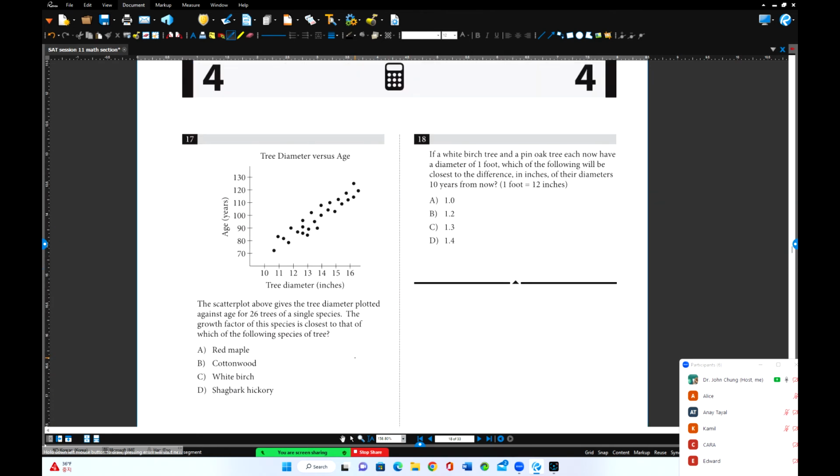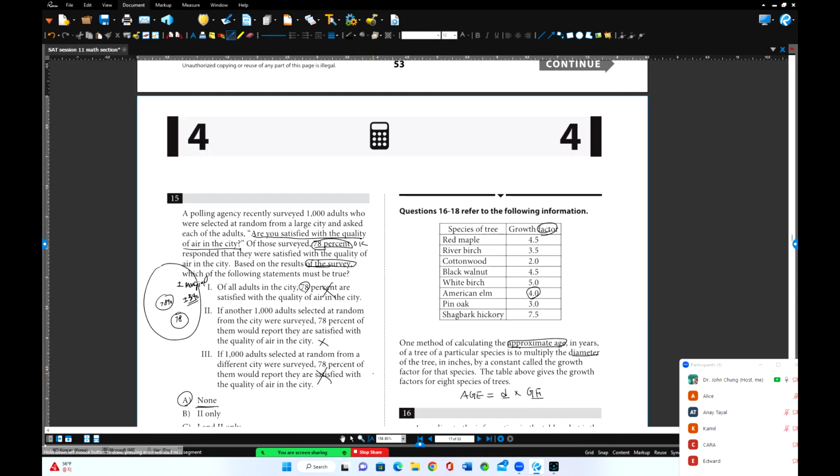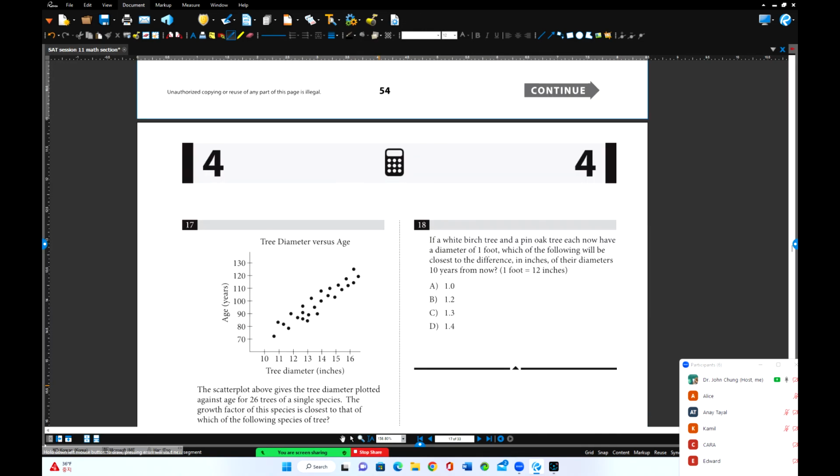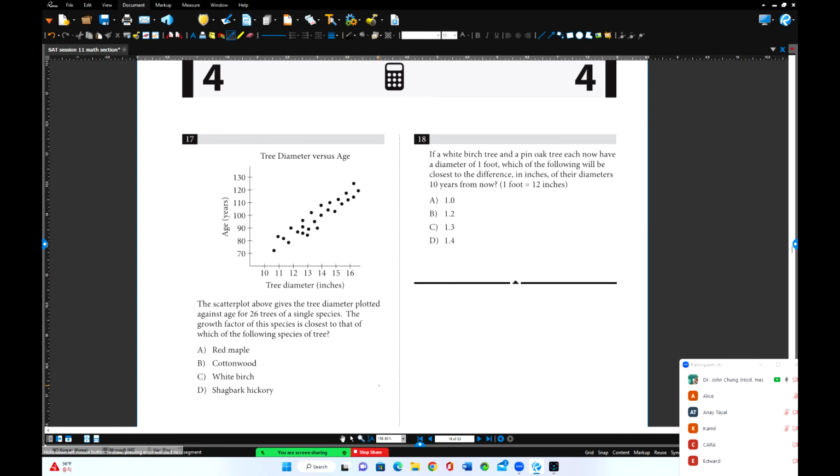The next one over here. Oh, we have another one. Okay, 17 is over here. The scatter plot above gives tree diameter plotted against the age of 26 trees of a single species. The growth factor of this species is closest to that of which of the following species of tree? This is diameter and age. You can choose any point of view. Approximately, I'm going to choose this one.